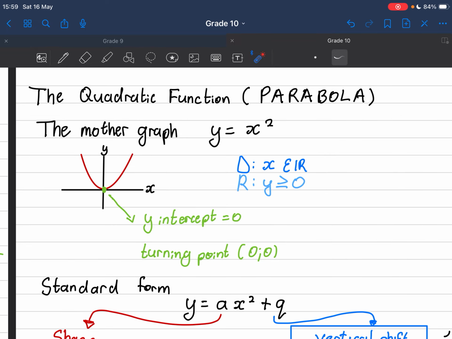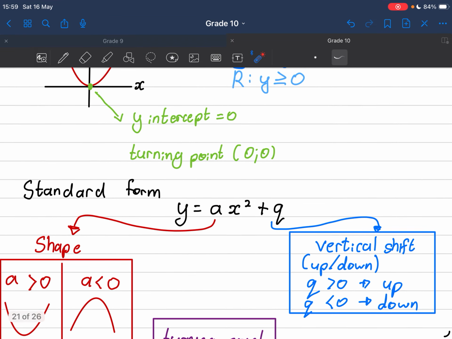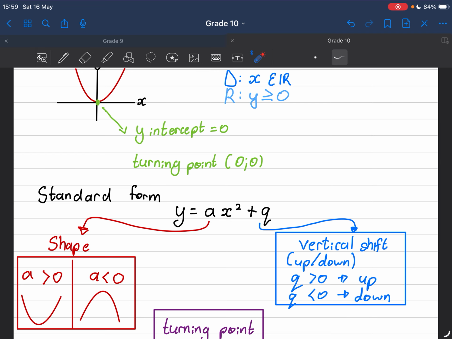Alright, the standard form for the function that will be used at the grade 10 level is y is equal to ax squared plus q. Now, q and a are important considerations. Here's what we have over here. The value of a will affect the shape of the graph. So a, if it's greater than 0, meaning if the a value is positive, so anything above 0, like 1, 2, 3, 4, 5, even a half, 3/4, 5/8, whatever the case is, if it's positive, your graph will always be in the shape of a smiley face.